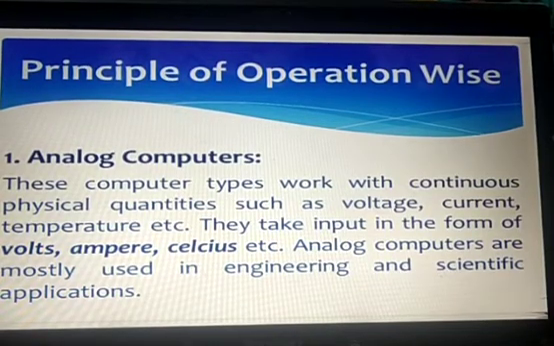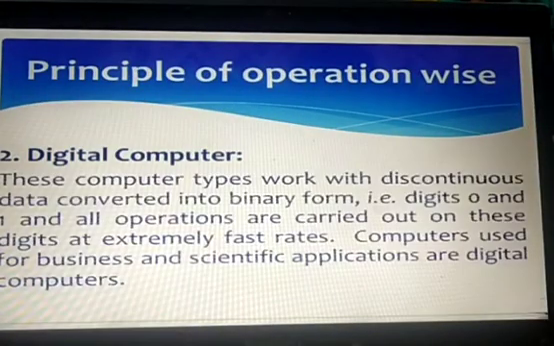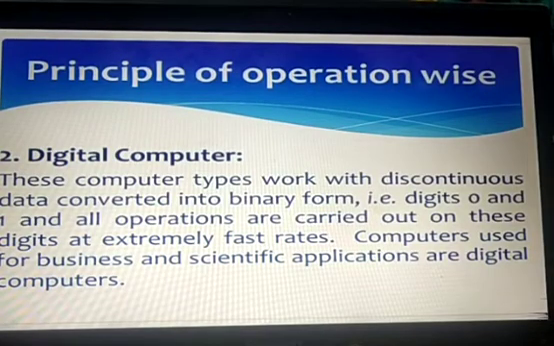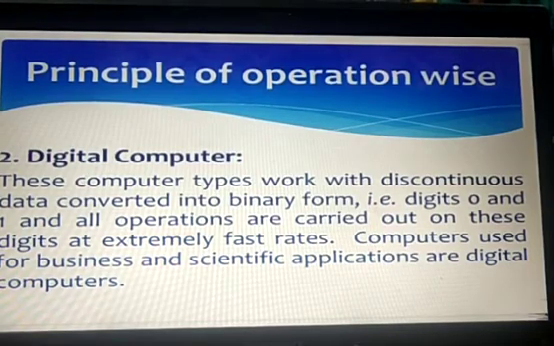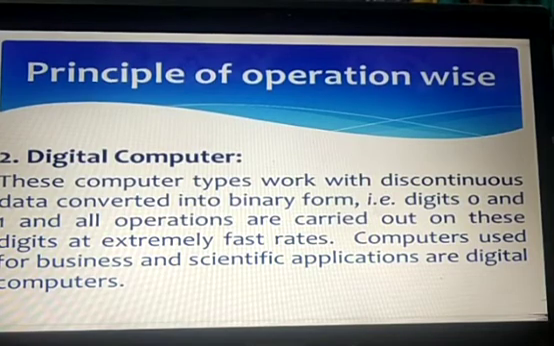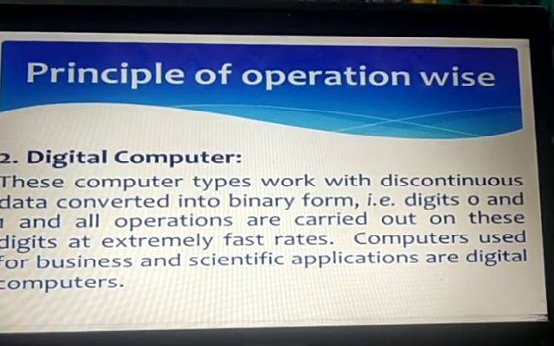The next one is digital computer. This computer type works with discontinuous data converted into binary form, that is digits 0 and 1, and all operations are carried out on these digits at extremely fast rates. Digital computers are much faster than analog computers and far more accurate. Computers used for business and scientific applications are digital computers. Digital computers come in a variety of forms based on their configurations.